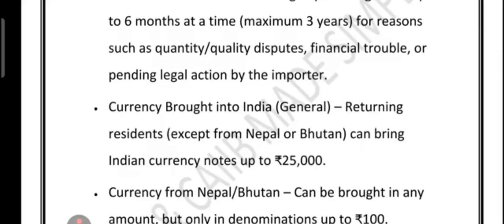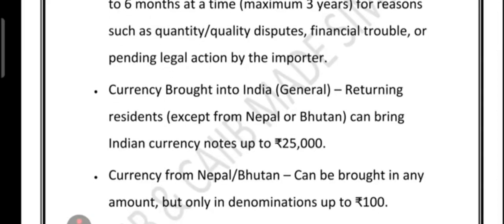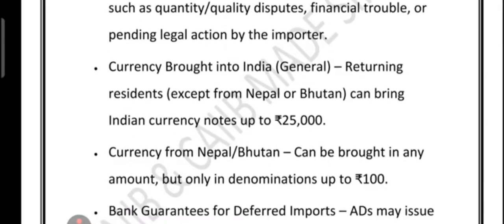Now currency rule, that if you are an Indian resident returning from abroad except Nepal or Bhutan, you can bring Indian currency note up to 25,000. How much? Up to 25,000 Indian currency note you can bring. From Nepal or Bhutan you can bring any amount, but only in denomination of rupees 100 or less.